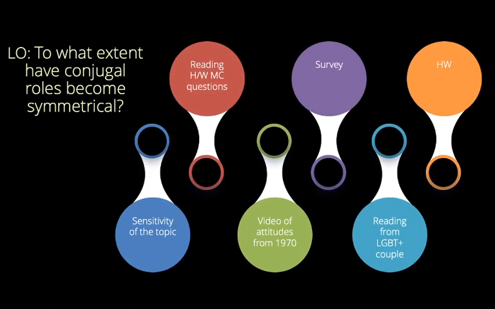So there's a few things we're going to do. We're going to discuss this with sensitivity. We're going to do a reading where there's going to be some multiple choice questions. You'll need to know the attitudes from 1970. There'll be a little survey which was going to be done in class, so it'll be a bit tricky to do a class survey with, I guess, just me. And then a reading from an LGBT plus couple, and then some homework.